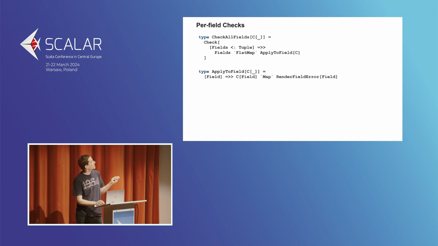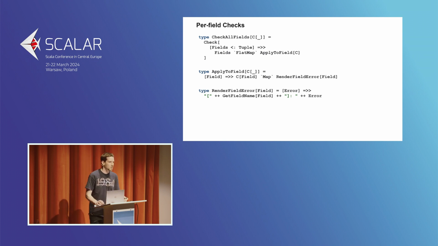Applying a check to a single field, what we're doing is we're applying the check, and then we render the error for that field. What we're doing here is taking the field name and adding it to the error because we want our developers to actually know where the error came from. So this is, again, we're going for usability.